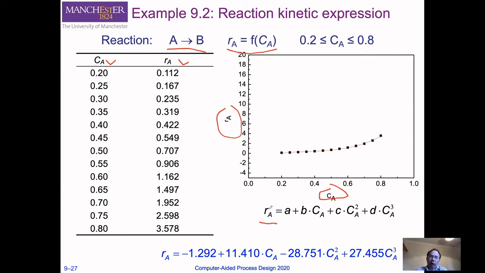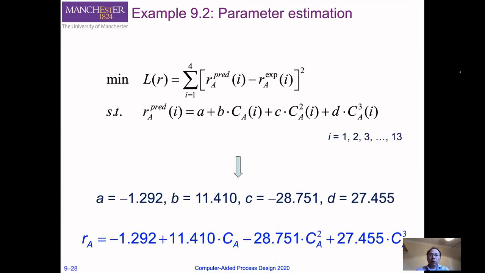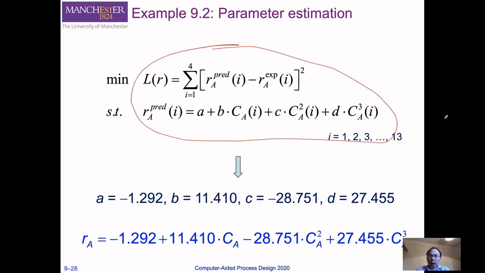Then we have Ra is equal to A plus B times Ca plus C times Ca squared plus D times Ca cubed. If you think the trend is like exponential, then you can also come up with an exponential model. Then we can do the parameter estimation to get the values of the parameters A, B, C, and D in the model. This is an optimization problem we can construct.